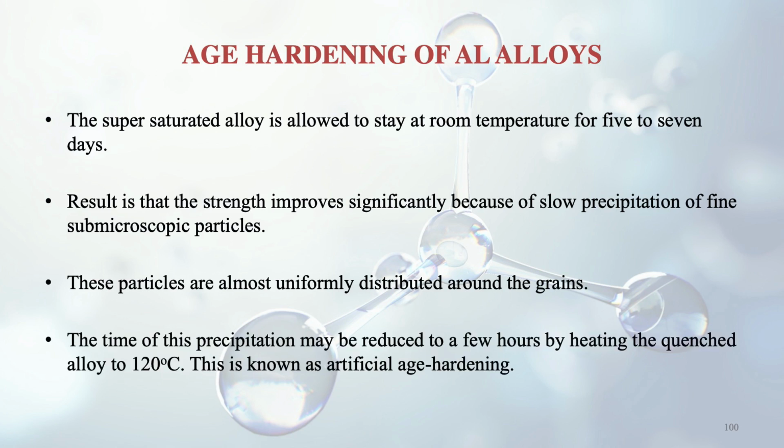The time of this precipitation may be reduced to a few hours by heating the quenched alloy to 120 degrees centigrade. So if we heat it to a certain temperature, then the time for this precipitation will be reduced, and thus we will have a new thing, that is artificial age hardening. Otherwise it happens in a longer time, so that's why it is also known as age hardening. But if we reduce that time, then we will have artificial age hardening.